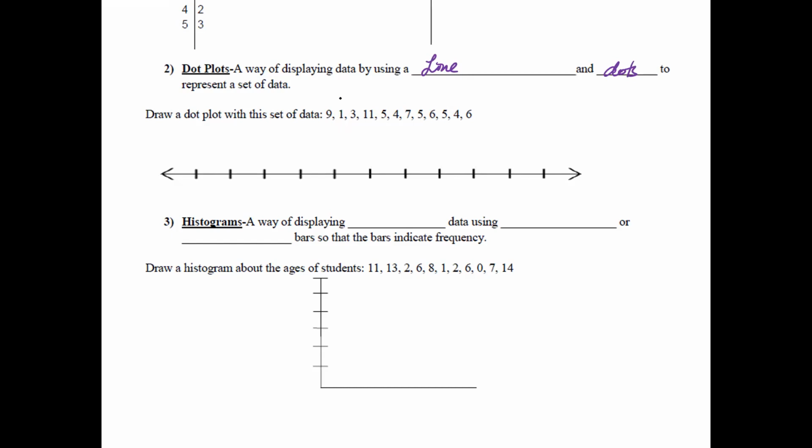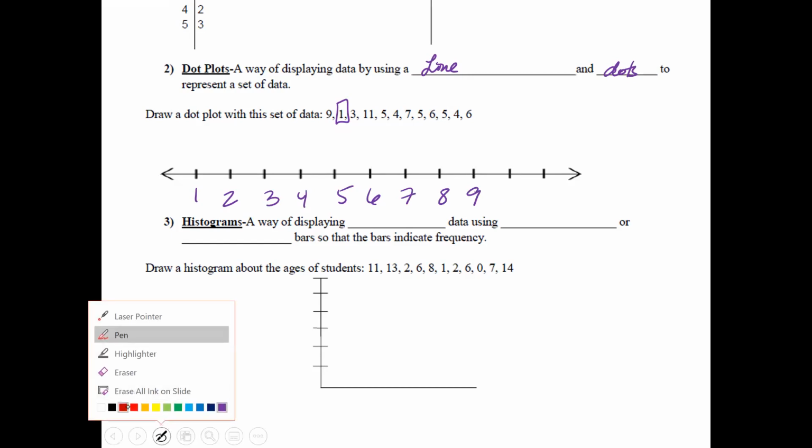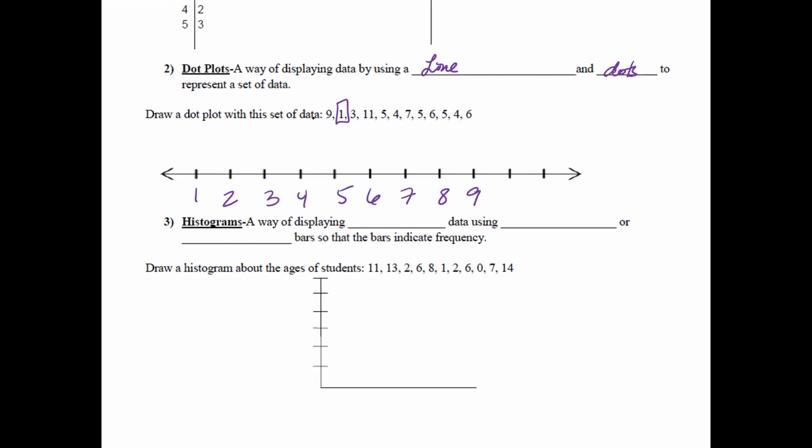So we're going to start off with the smallest number, which is 1. So put 1 right there. And we'll do 2, 3, 4, 5, 6, 7, 8, 9. Don't need to go any further. Next, we're going to put dots.